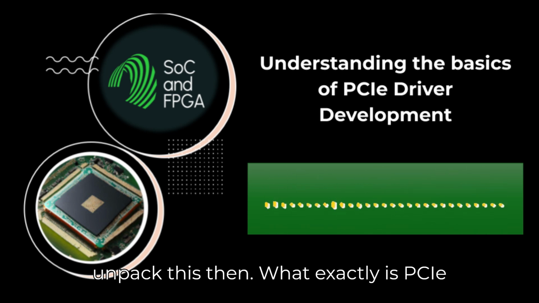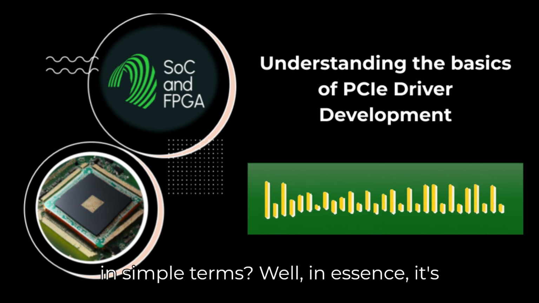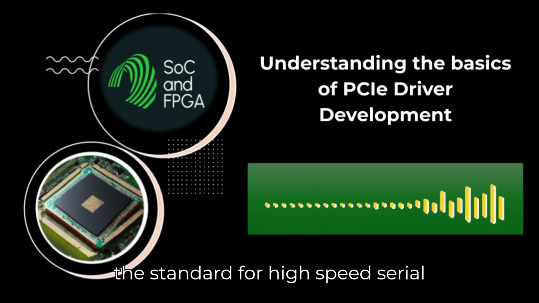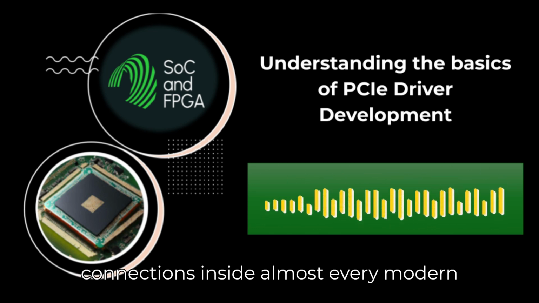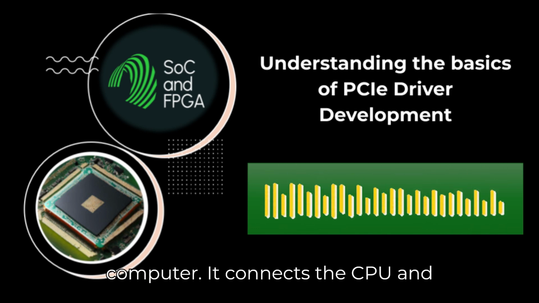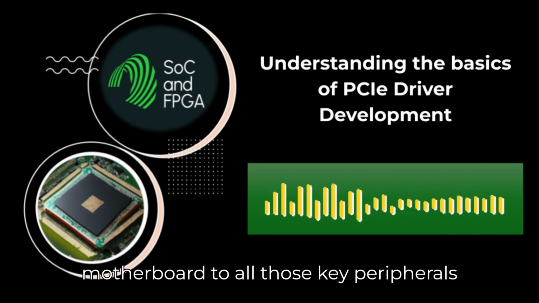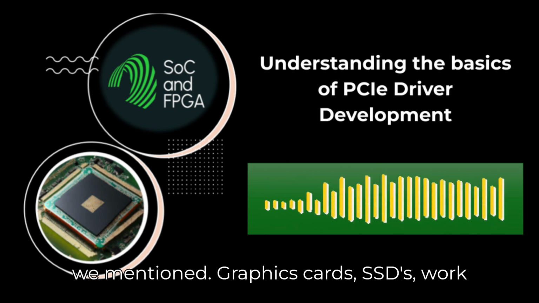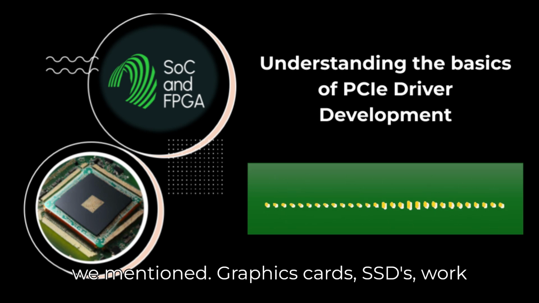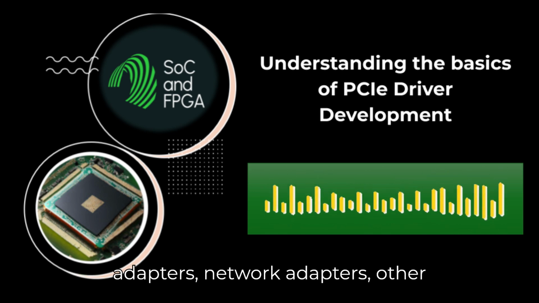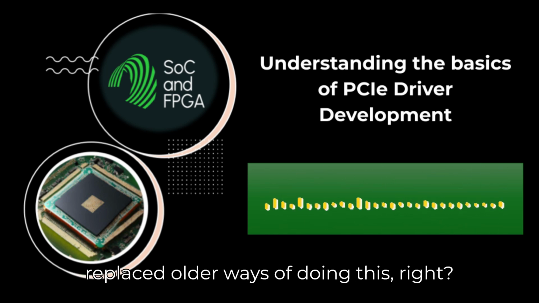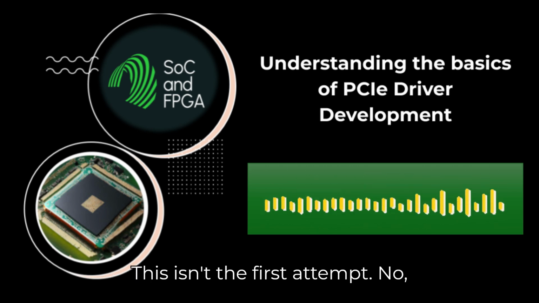What exactly is PCIe, in simple terms? Well, in essence, it's the standard for high-speed serial connections inside almost every modern computer. It connects the CPU and motherboard to all those key peripherals we mentioned: graphics cards, SSDs, network adapters, other expansion cards, you name it. And it replaced older ways of doing this, right? This isn't the first attempt.